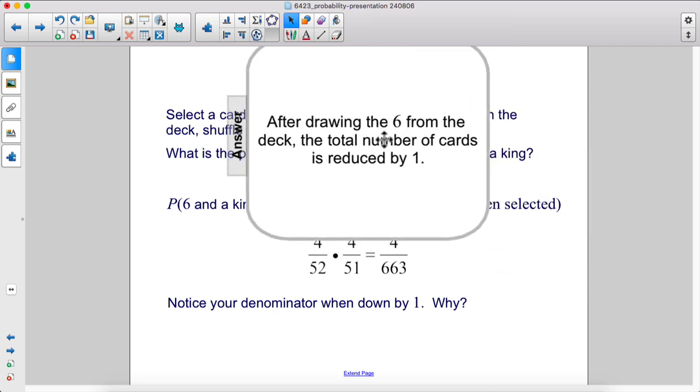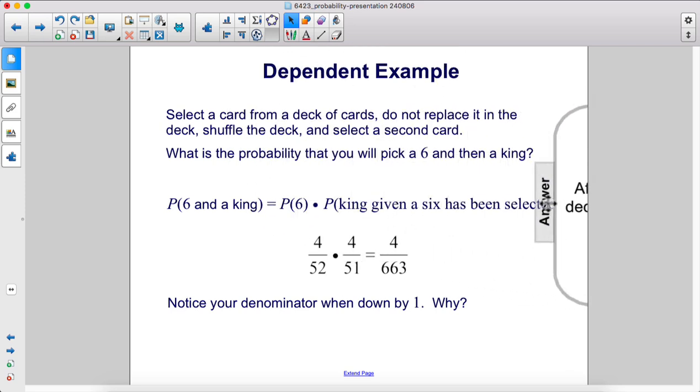After you took out the 6 initially, the total number of cards is reduced by 1. But it wasn't a king initially, so if you had chosen a king and then another king, the numerator would also go down by 1, right? Because there would be one less king to choose from. But in this case, we're removing a 6, which did not affect the number of kings in the deck, but it did affect the total number of cards.